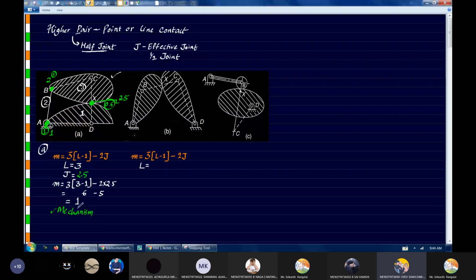Fixed points. Very good. So all the fixed points should be counted as a single link. That's what we had learned in the previous class, and hence all these points, the hinge points A as well as D, both should be counted as a single link. Now where is the second link?